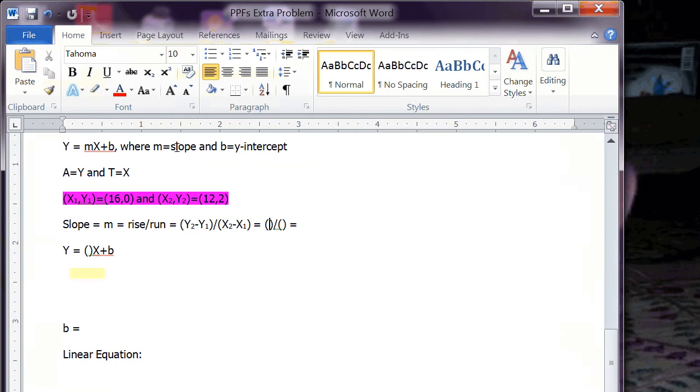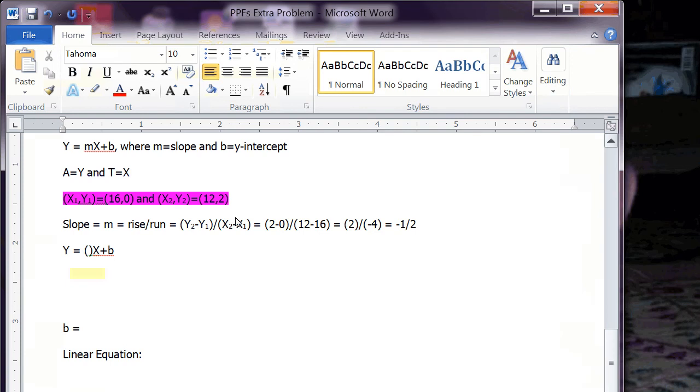So y2 in this case is equal to 2. y2 minus y1, and y1 here is 0. And then we're going to say x2, which is 12, minus x1, which is 16. So we end up with 2 minus 0 is just 2. We divide that by 12 minus 16, which is negative 4. And 2 divided by negative 4 is negative 1/2. So the slope of Molly's PPF, the m, is negative 1/2.